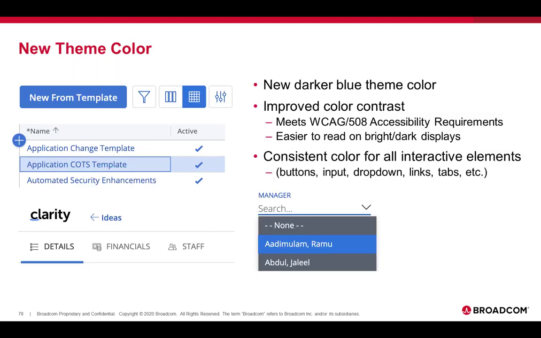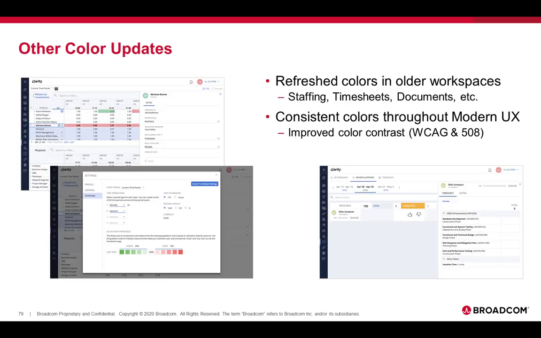From a theme perspective, you'll notice that we have a new darker blue theme color. Again, it's higher contrast, with improved color contrast in general in various places. This is to help meet accessibility requirements and make it easier to read on bright or dark displays. We've also taken steps to make the color more consistent across the interactive elements, whether that's buttons, inputs, drop-downs, links, tabs, etc. And we are doing some things as well to highlight selections and so forth.